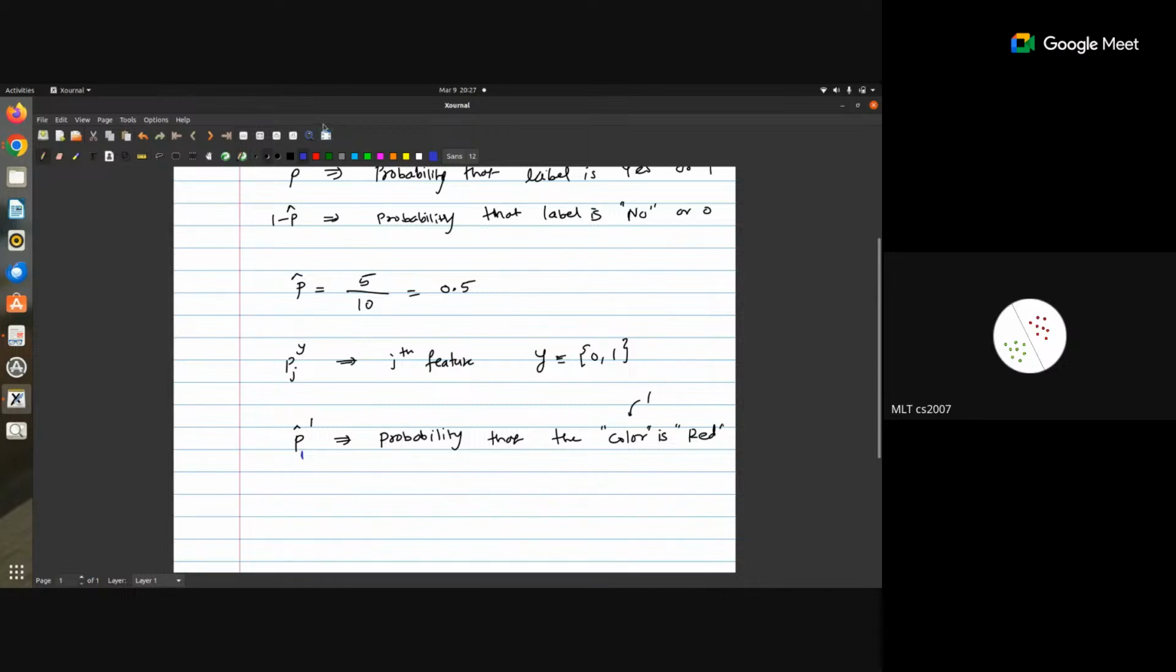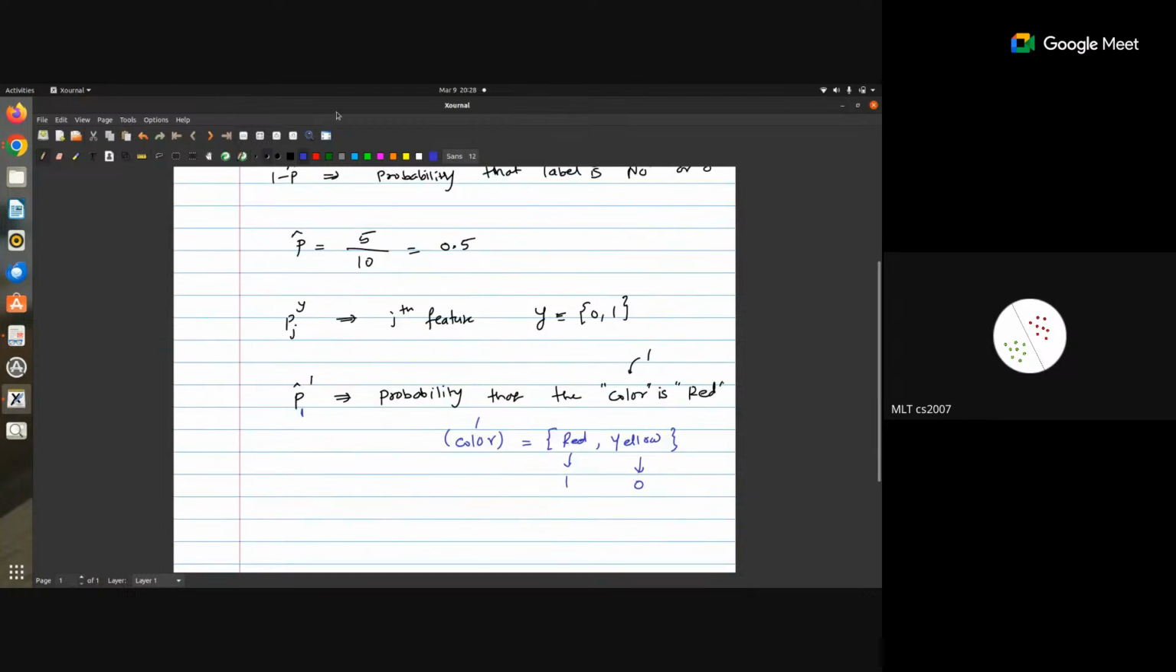So I'm just assuming that for this case, for feature color, which I'll denote here, let's say color, I'm denoting it as 1, and that should be equal to red or yellow. Fine, I can say that red is equal to 1 and yellow is equal to 0. You can interchange also, it's not a problem, right? So you can say that yellow is 1 and red is 0. That doesn't matter in this case. So what is this probability then?